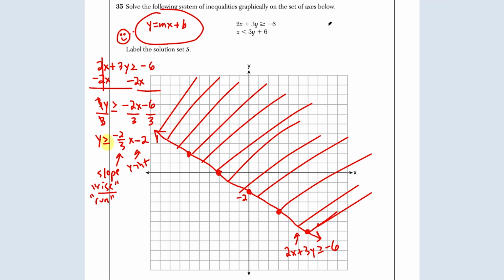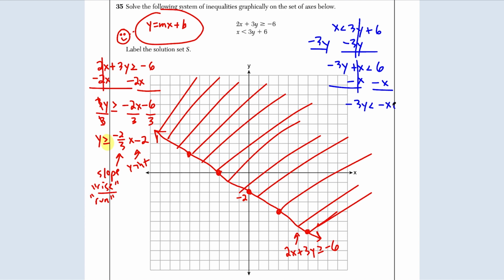So now for the next inequality, we have x is less than 3y plus 6. And for this one, I want to get the y on the left and the x on the right. So I'm going to do minus 3y, and we're going to have minus 3y on this side like this. So we have minus 3y and we have plus x, and now we have is less than 3y minus 3y cancels, and we have 6 over here. And now we can subtract x on both sides like this, and that's going to cancel out on the left, and we have negative 3y is less than negative x plus 6.